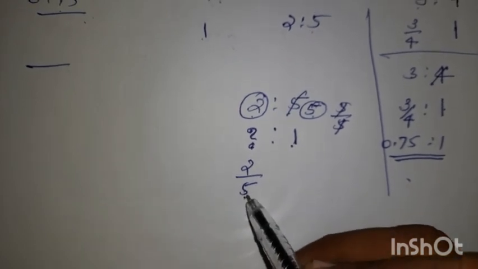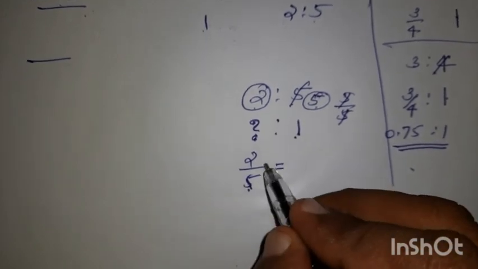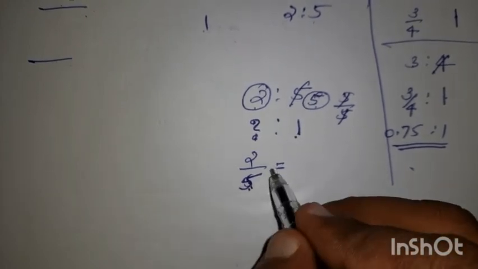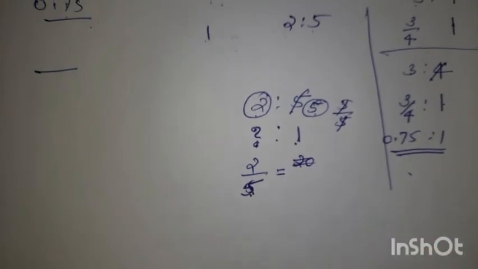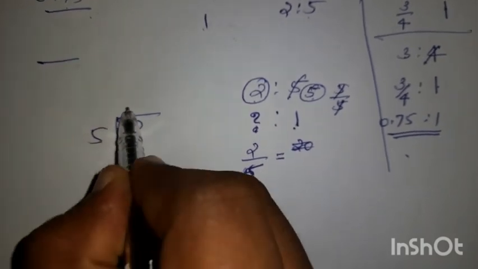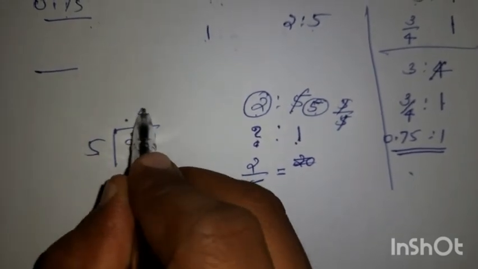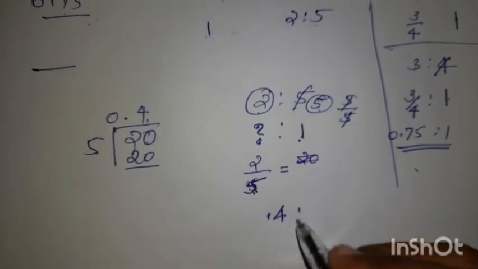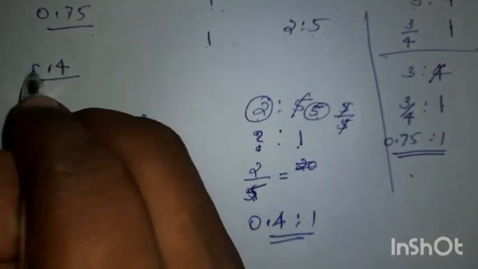2 by 5. 2 by 5 we can write as, if you multiply with the 10, 20, and divide with the 2 and 5. So 5 it is not possible to keep the point here. So 20. Okay, out of 20 how much times? 4 times. So you got the answer as 0.4. So the ratio is 0.4 is to 1. So 0.4 is here and 1.